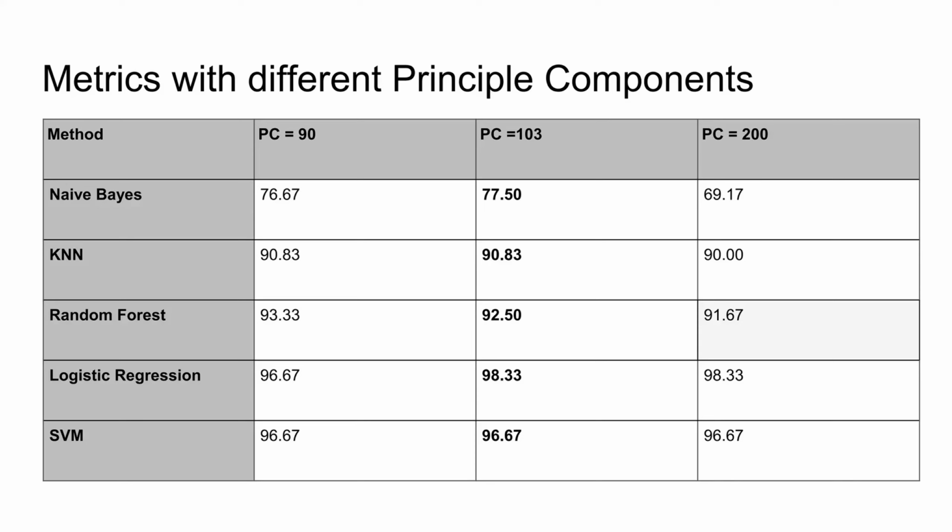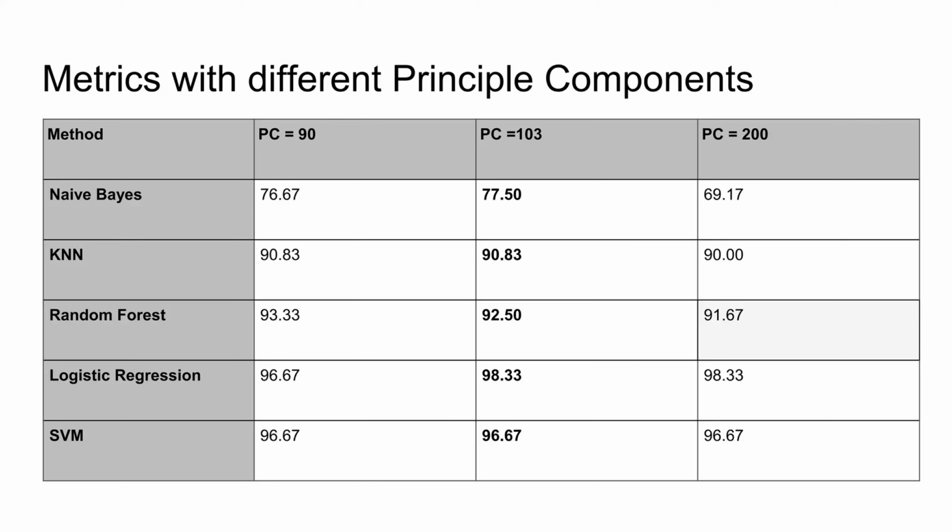4. Logistic regression. Performance trend. The performance improves from 96.67% with 90 PCs to 98.33% with 103 PCs, and stays at 98.33% with 200 PCs. Interpretation: logistic regression benefits from more PCs up to a certain point and maintains high performance even with more components, suggesting that it can leverage additional features effectively.